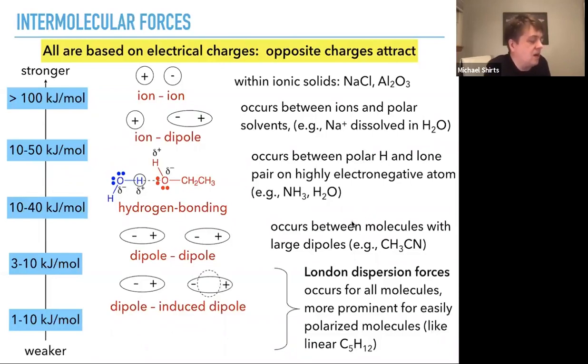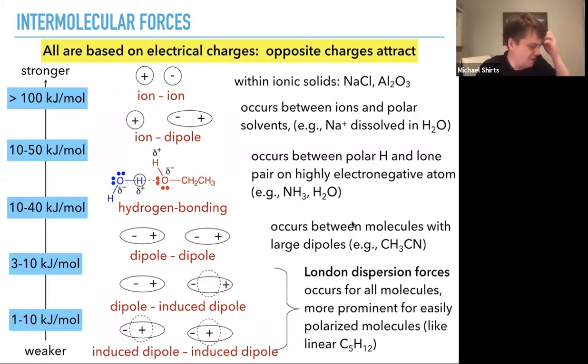Dipole-induced dipoles and London dispersion forces are weaker. They occur for all molecules, more prominently for easily polarized molecules. Easily polarized molecules will be ones that have a lot of electrons sloshing around. All of these are electrostatic charge based, but depending on how the electrons stick to their molecules, you get different behaviors. Oh yeah, induced dipole, sorry, I didn't go all the way down. Induced dipole, those are the weakest London dispersion forces.